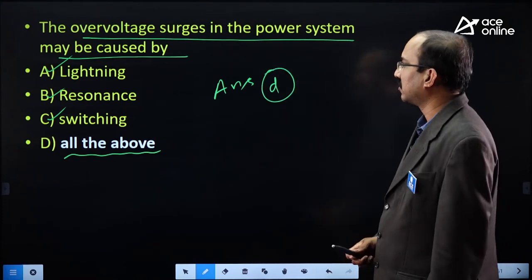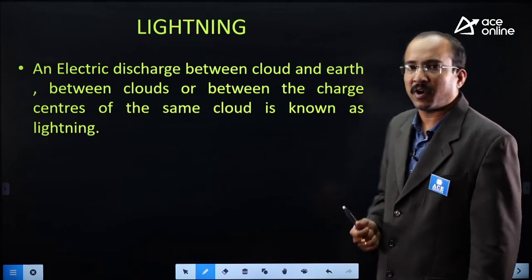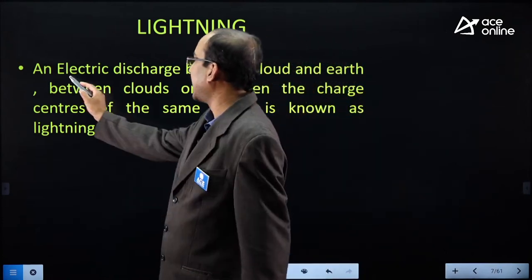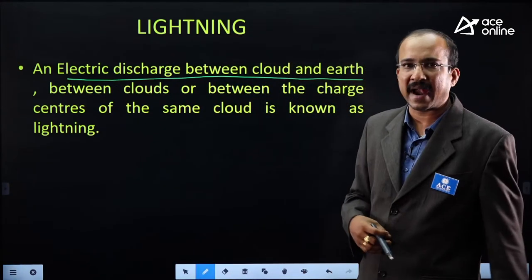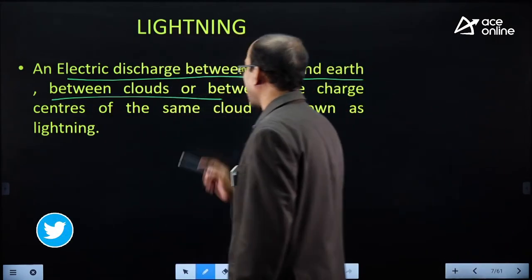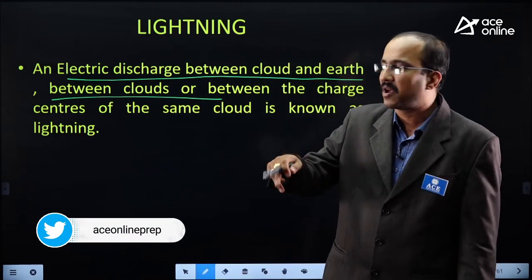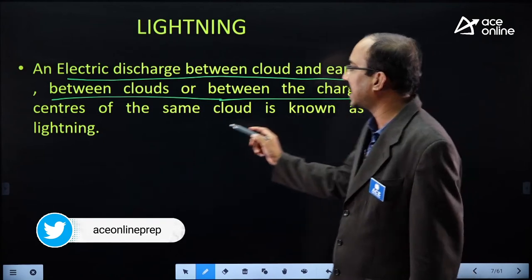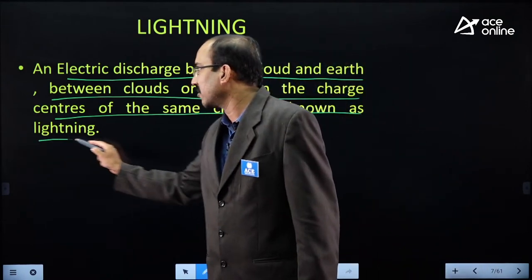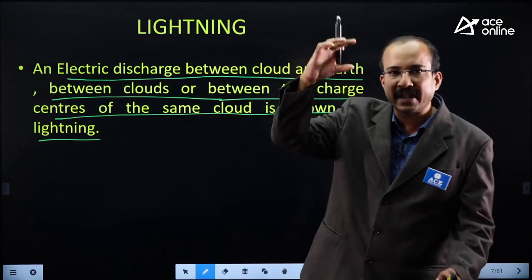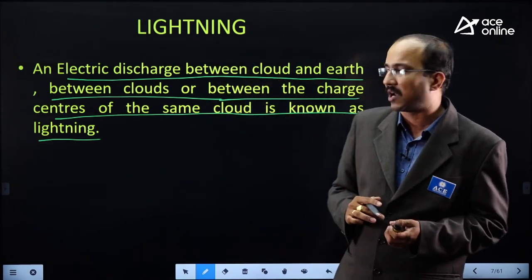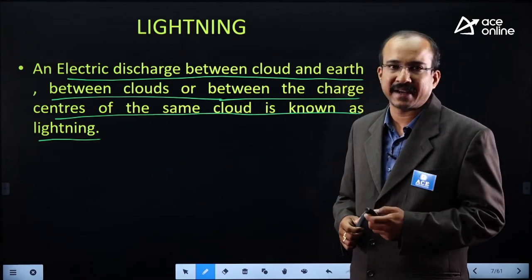Now, let us observe what we mean by lightning actually. Lightning is an electric discharge between cloud and earth, or between two clouds, or between the charge centers of the same cloud also. We call it lightning.